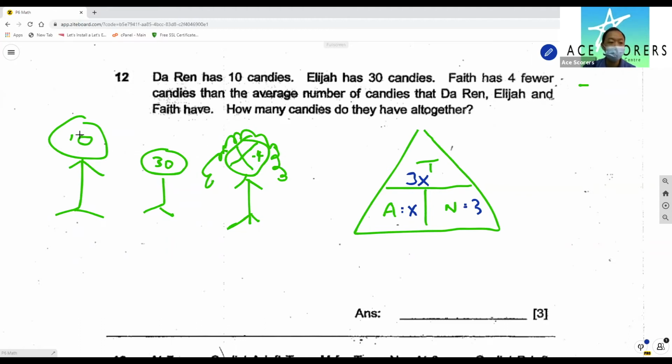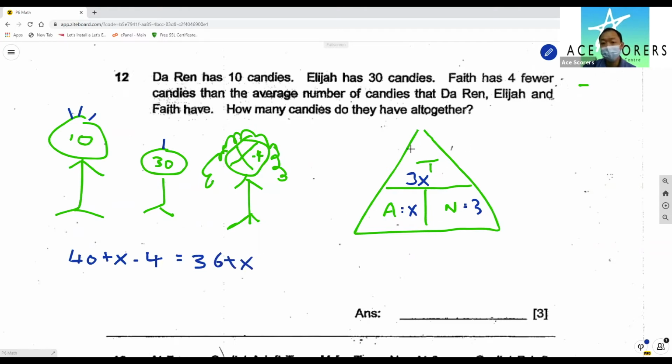So 3x is equal to, now this one has 10, Elijah has 30, and then Faith has x minus 4. So if I add them together, what do I get? 10 plus 30 plus x minus 4. We get 40 plus x minus 4. What's 40 take away 4? 36 plus x. Now that is the total.